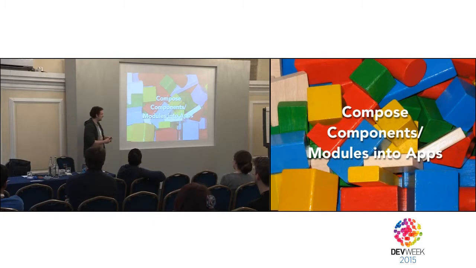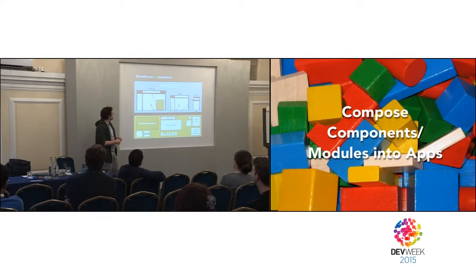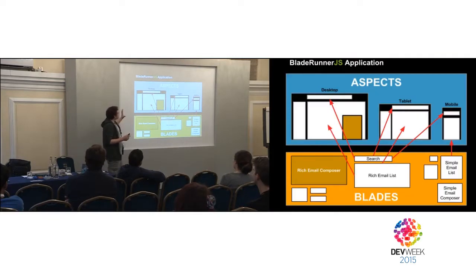So now we've got these blades. We need a way of composing them into an actual application. So this is an example. Kaplan decided to call this idea aspects, so views into your application. So you would create all these different blades, all these different features, and then you'd want to compose each of these different features into an application.